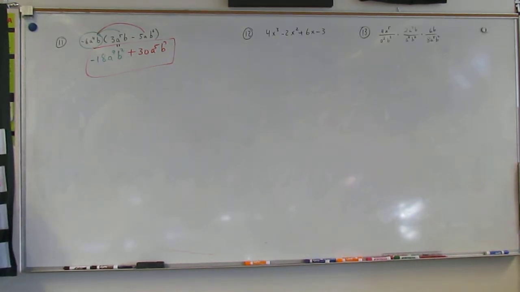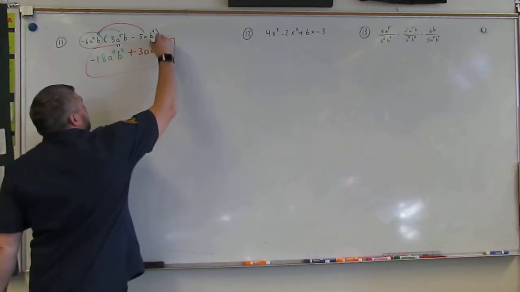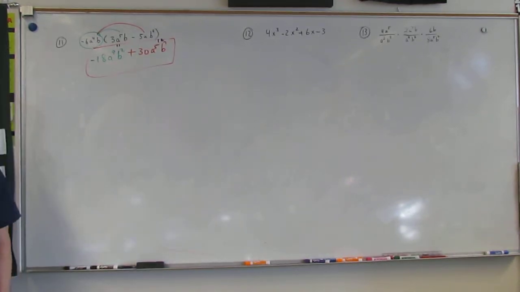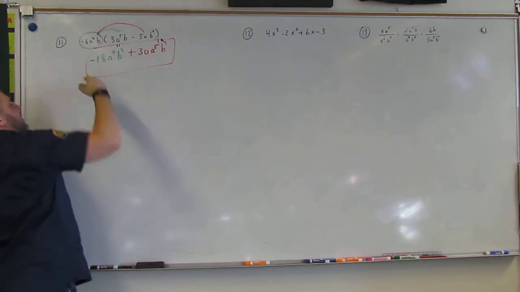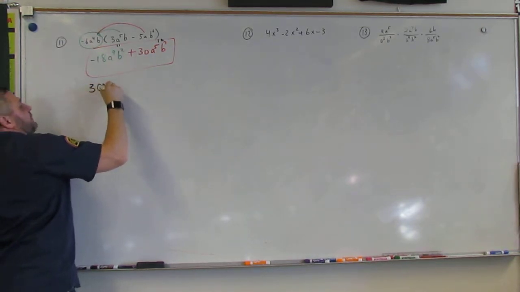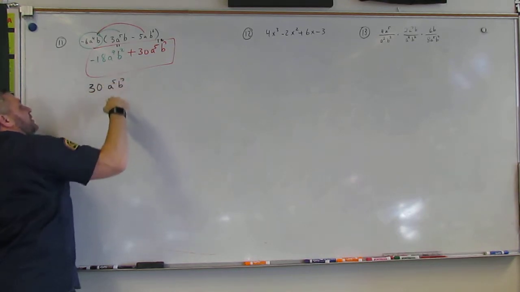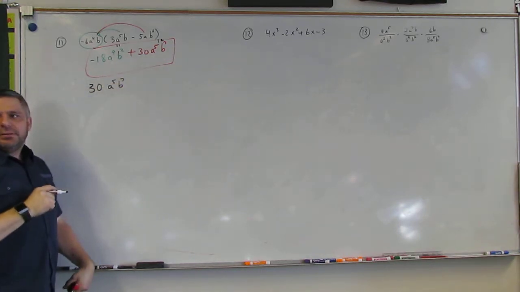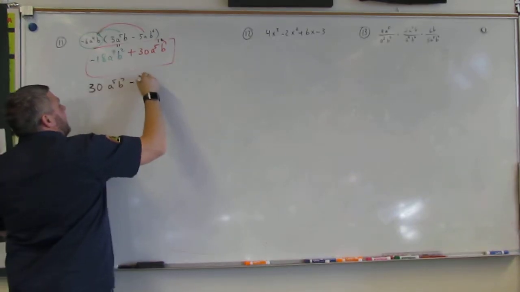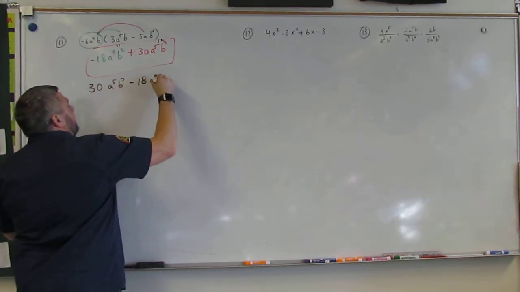So, all right, we come back at it. What's the other one? 12. Which one's higher? 12. So that would go first. So 30, A to the 5th, B to the 7th. That goes first because it's higher. And then minus 18, A to the 9th, B to the 2nd.